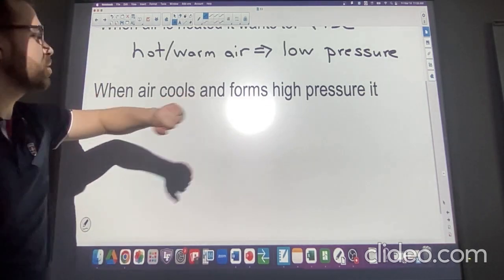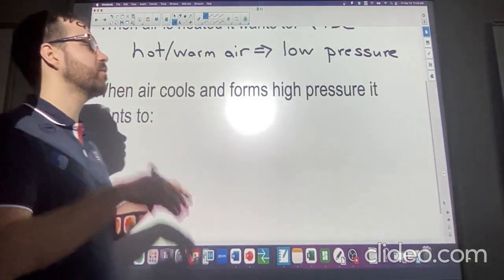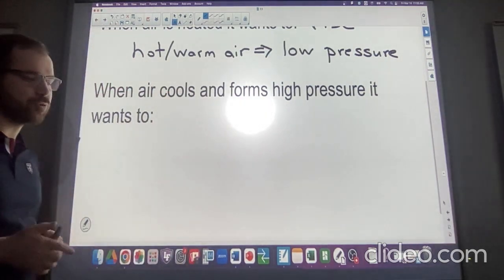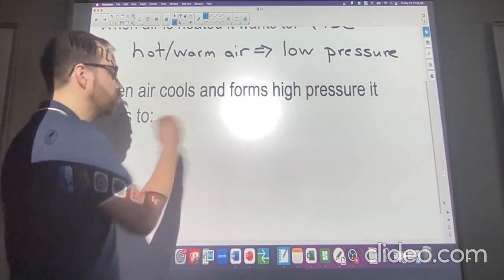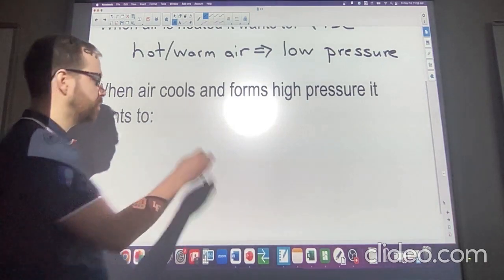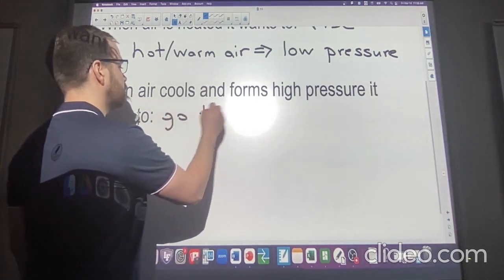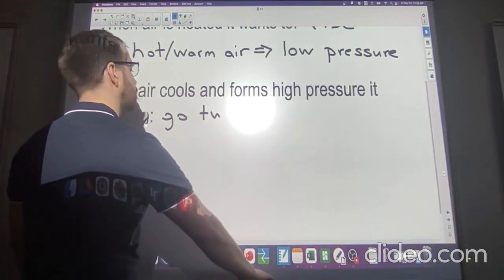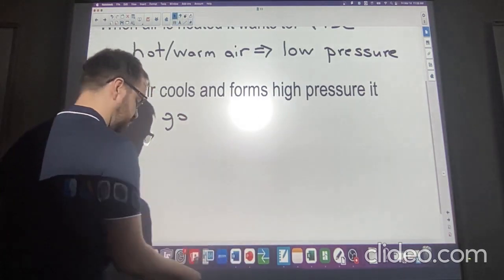All right, when air cools and forms high pressure, so it cools, forms high pressure, it wants to move to where the low pressure is, the warm air. So we say it wants to go toward low pressure.